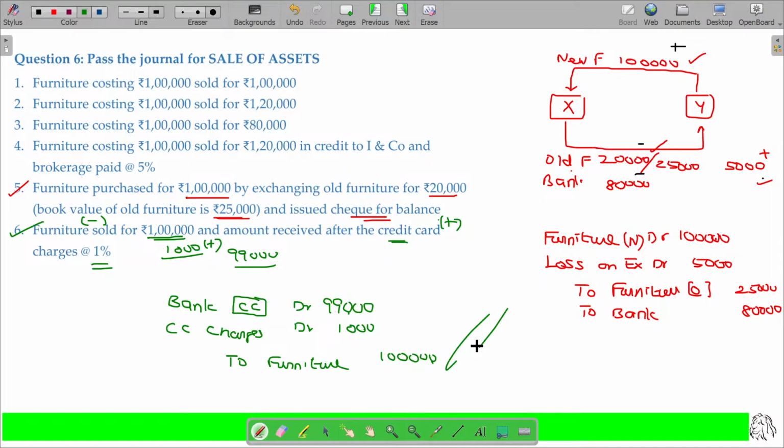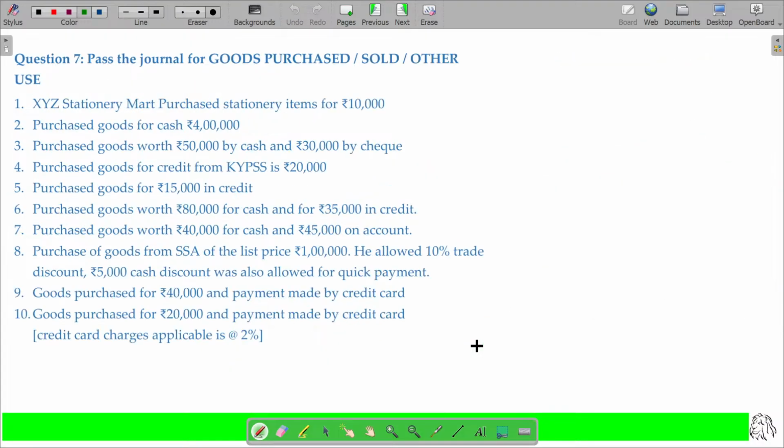In case of purchase of goods, sale of goods and other use, there are three components we are going to study. Pass the journal entry for goods purchased, goods sold, and then the purchased goods used for a purpose other than sale. Clear? Interesting concept.